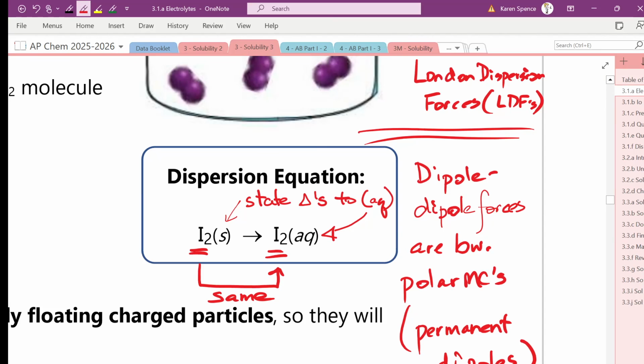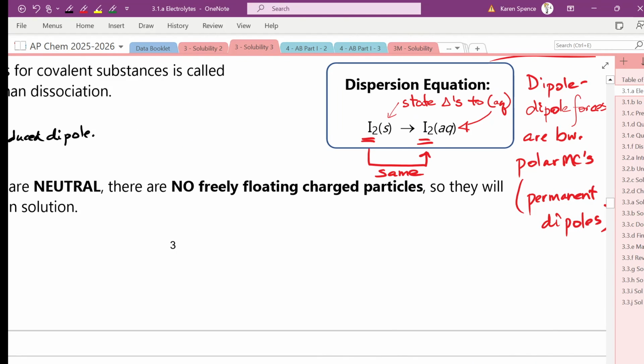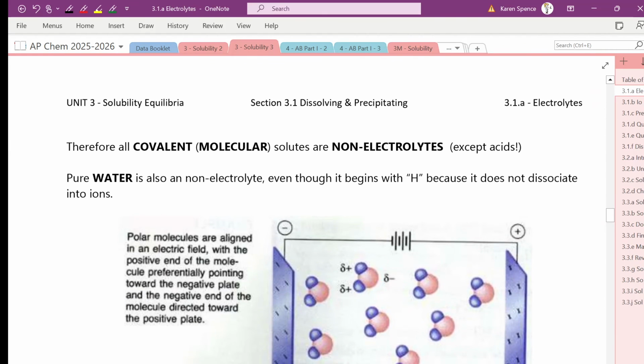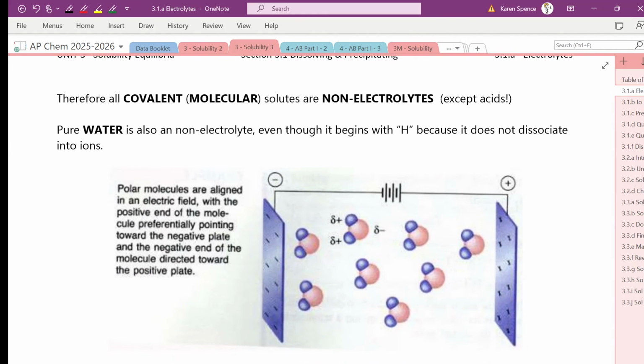Everybody? Would we all be able to write dispersion equations? Yes. Thank you. I don't know what they're talking about over there. Okay. I know this morning they were all talking about biology because they all had a biology test after lunch.